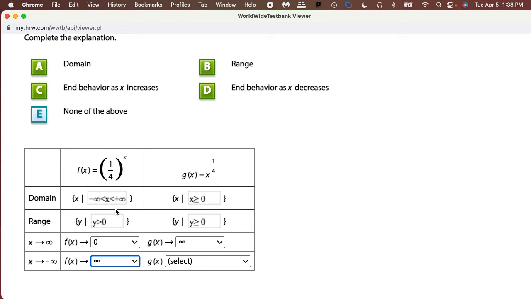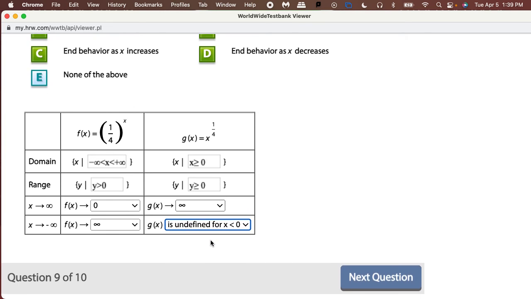Okay, what happens when x is negative on a radical function that's even? Your calculator says no. And it's because it's not true. There's no real number for a negative under the radical.